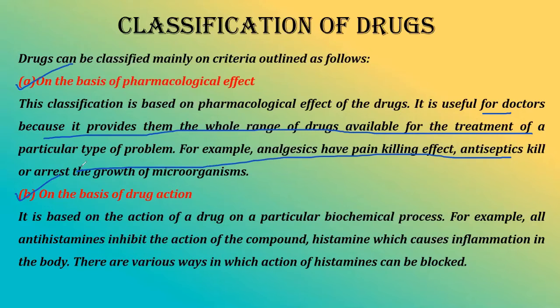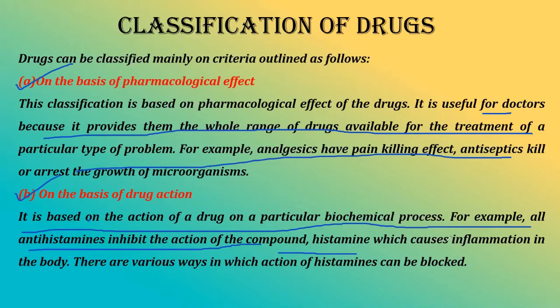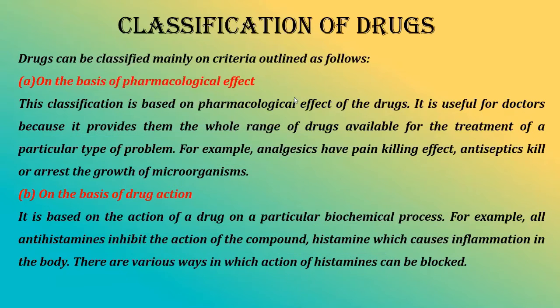Number two is on the basis of drug action. It is based on the drug action in a particular biochemical process. For example, antihistamines inhibit the action of histamine, which causes inflammation in the body, right? There are various ways in which the action of histamine can be blocked, right? So on the basis of the action on histamine, they are differentiated. So this is one way.